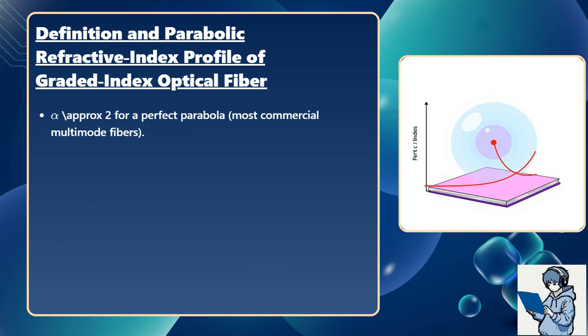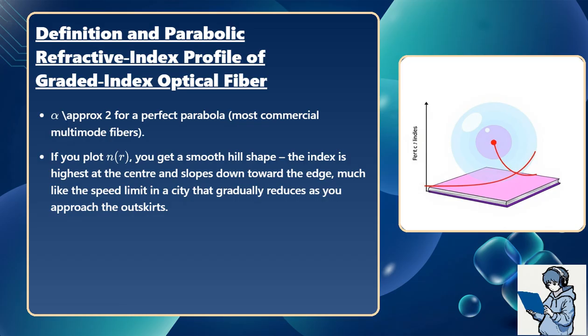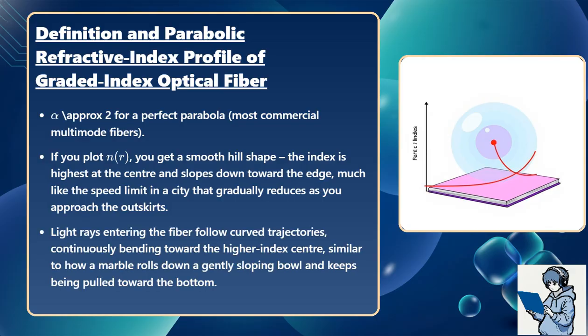Alpha is approximately 2 for a perfect parabola, as in most commercial multimode fibers. If you plot n(r), you get a smooth hill shape. The index is highest at the center and slopes down toward the edge, much like the speed limit in a city that gradually reduces as you approach the outskirts. Light rays entering the fiber follow curved trajectories, continuously bending toward the higher index center, similar to how a marble rolls down a gently sloping bowl and keeps being pulled toward the bottom.